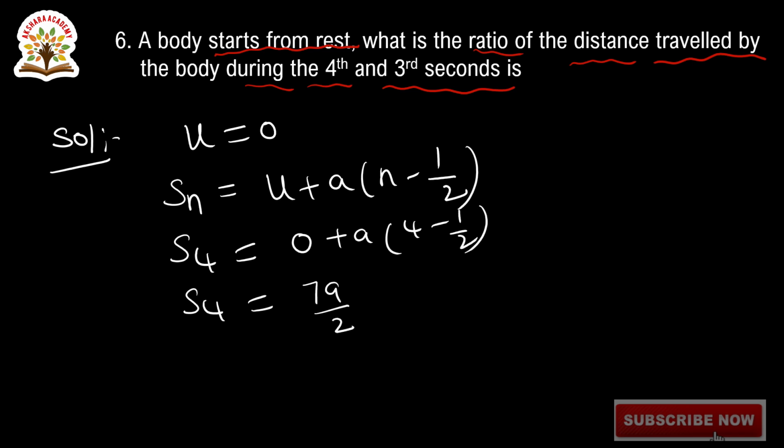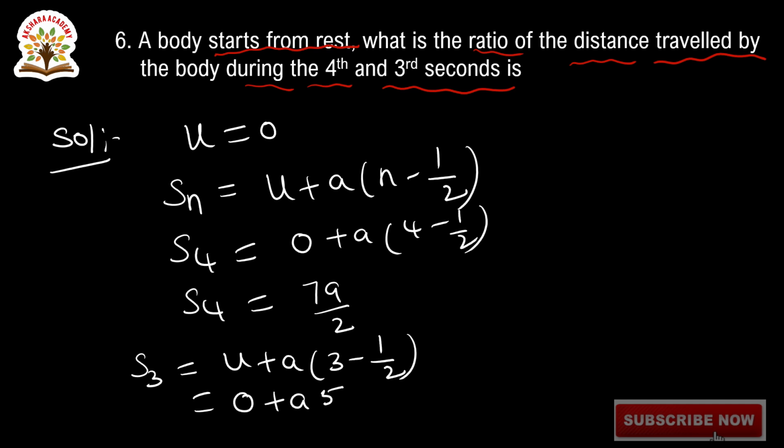Next we are calculating the distance travelled in the third second. S3 is equal to u plus a of, in the place of n substituting 3, 3 minus 1 by 2, taking LCM 2, 3 is 6, 6 minus 1 by 2, 5 by 2. In the place of u 0, a of 5 by 2. So S3 is equal to 5a by 2.